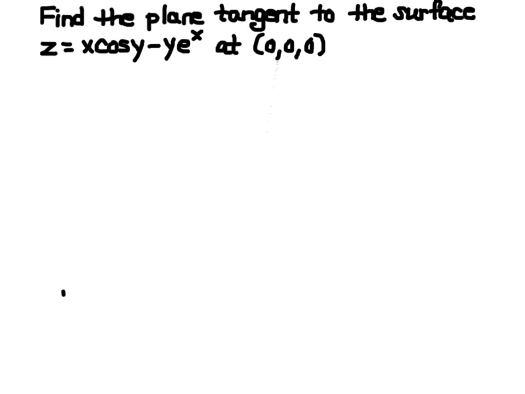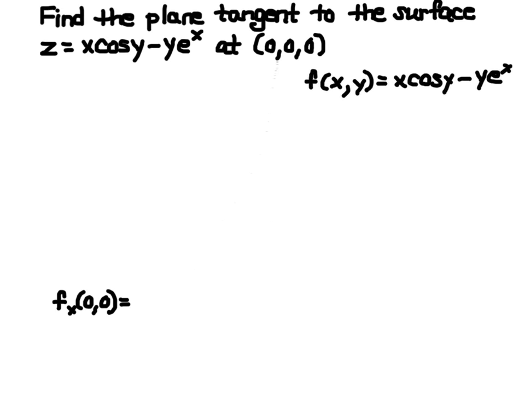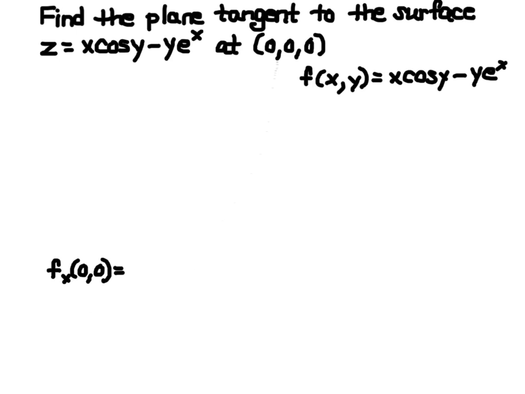So let's start by calculating the partial derivative of f with respect to x at 0, 0, given that f of xy is equal to x cosine y minus y e to the x. So let's move this up here. We'll put that over there. And let's find our partial derivative of f with respect to x.